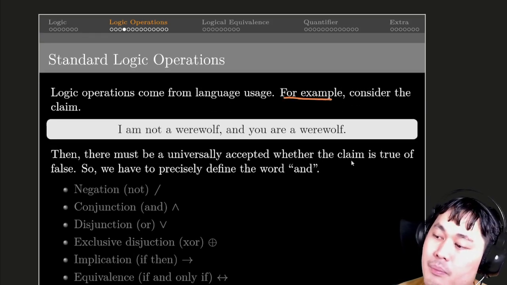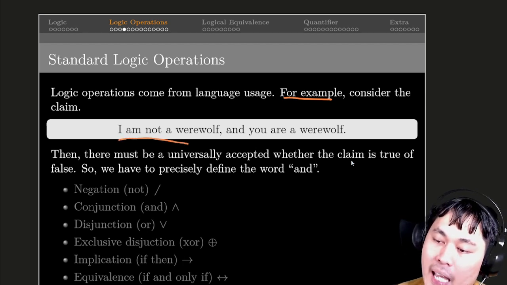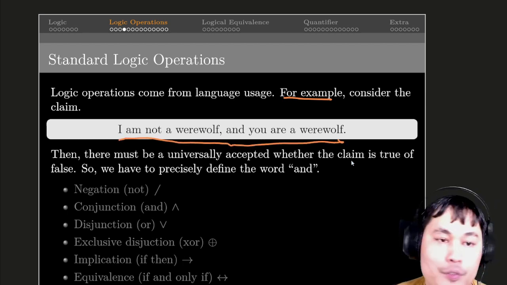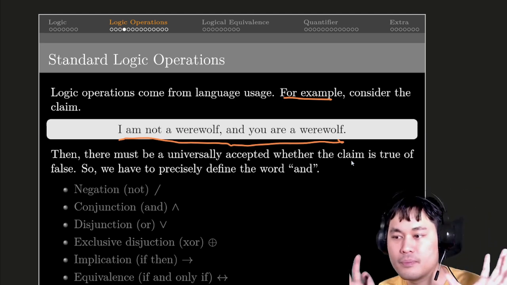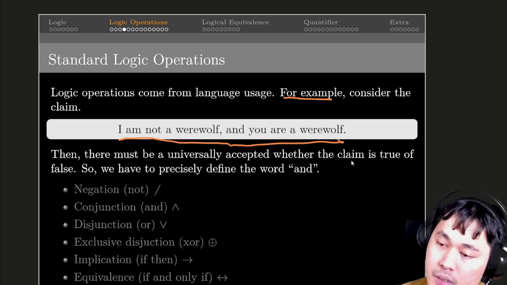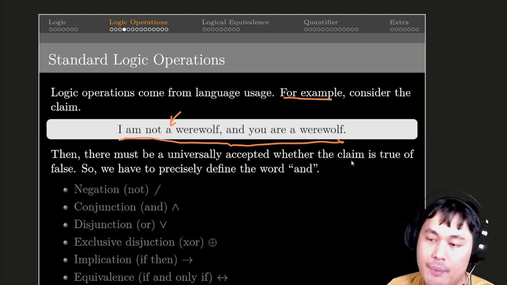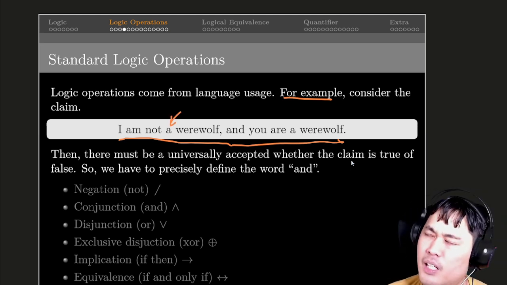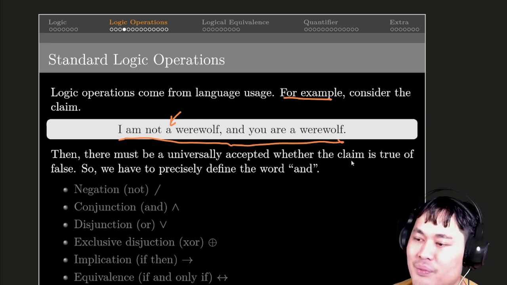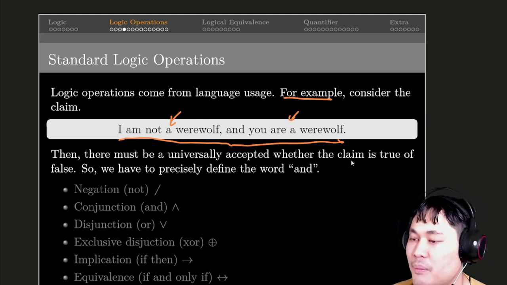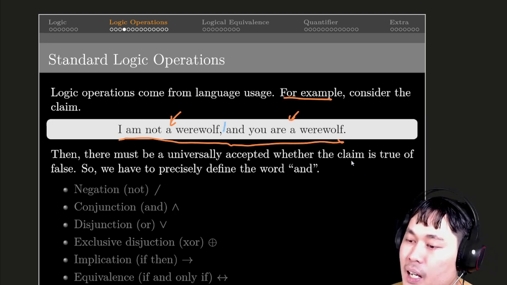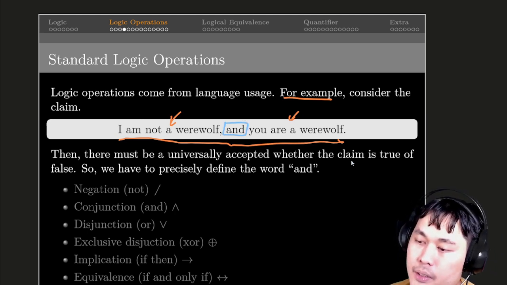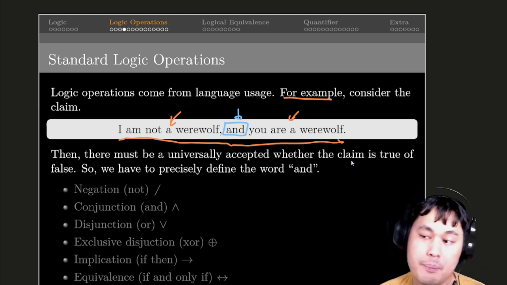For example, this is a claim: I'm not a werewolf and you are a werewolf. So this has two statements, in this case two propositions. The first, I'm claiming that I myself am not a werewolf, and also you must be a werewolf. And these two sentences are connected by the word "and".